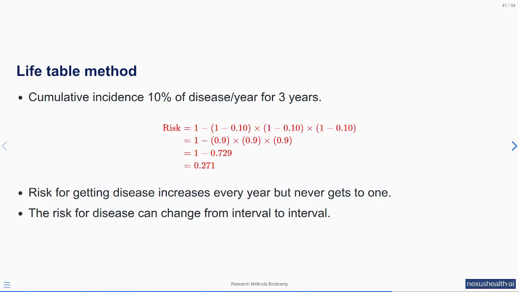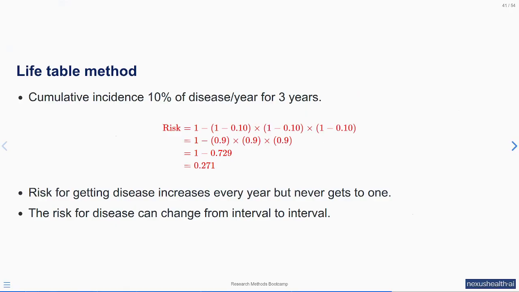So 1 minus the probability of not developing the disease in the first year, times the probability of not developing the disease in the second year, times the probability of not developing the disease in the third year. And that gives us 1 minus 0.729. So 0.729 is the probability of not having developed the disease at the end of 3 years.